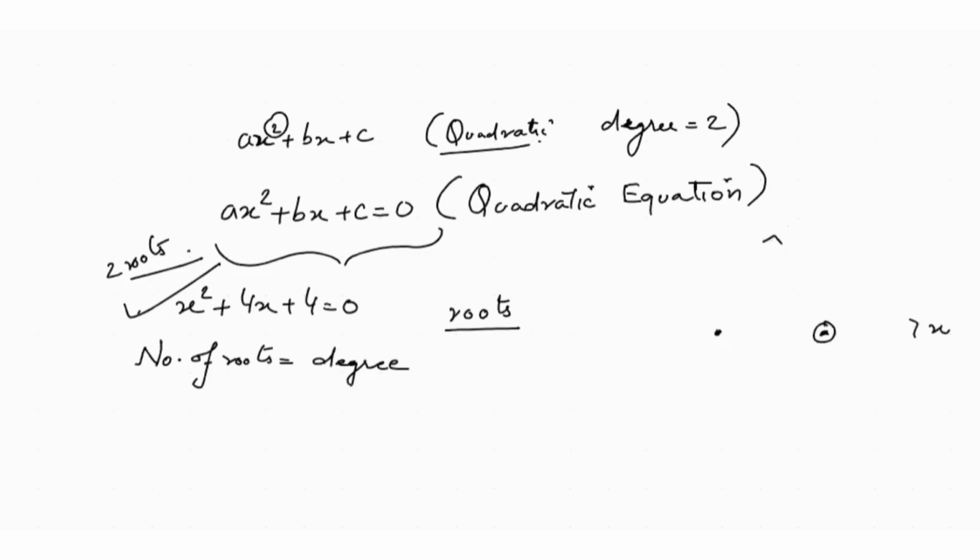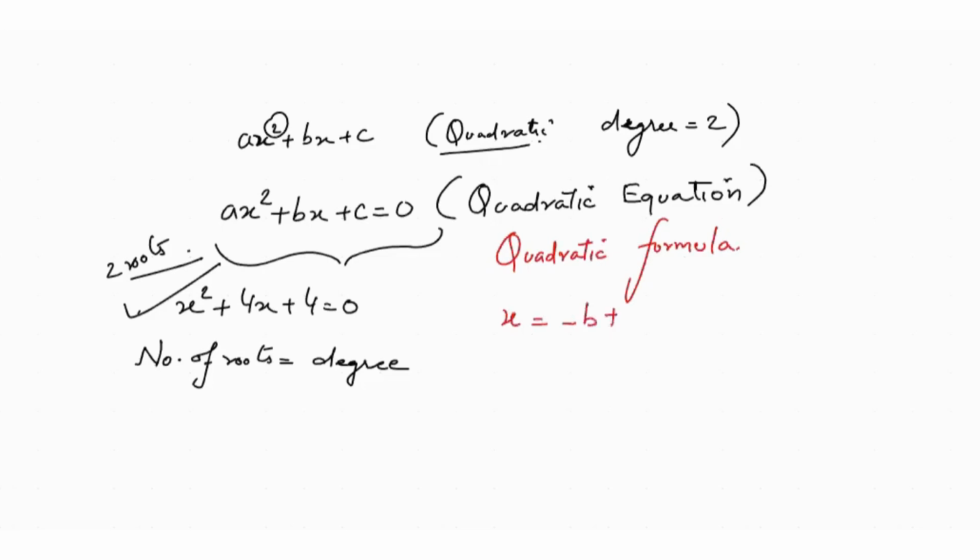Okay. Now comes the most important part. I'm telling you about roots, roots, roots. How to find the roots? We have a quadratic formula for that. Okay, so let me write that. For finding the roots of an equation, we have a quadratic formula which is very, very important. The quadratic formula says that the value of x will be equal to minus b, plus or minus, under root b square minus 4ac, upon 2 times a.